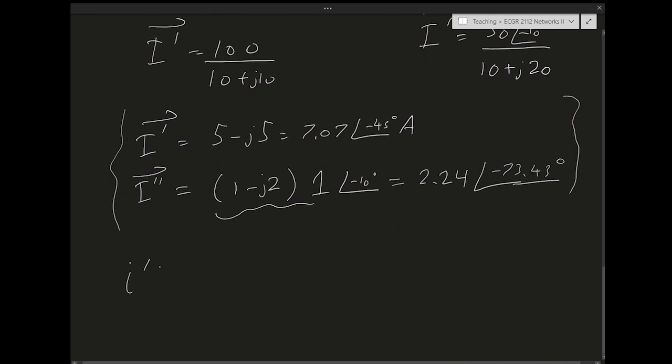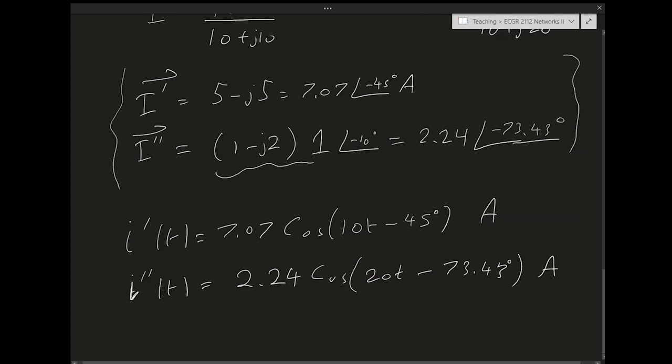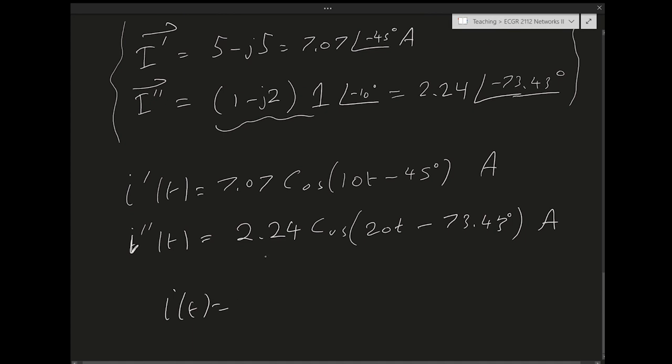So I prime in the time domain is just equal to 7.07 cosine omega t, which in this case is 10t minus 45 degrees amps. And then I double prime of t is just 2.24 cosine 20t. Now we are at frequency omega equals 20, minus 73.43 degrees amps. And then the total current I of t, right?